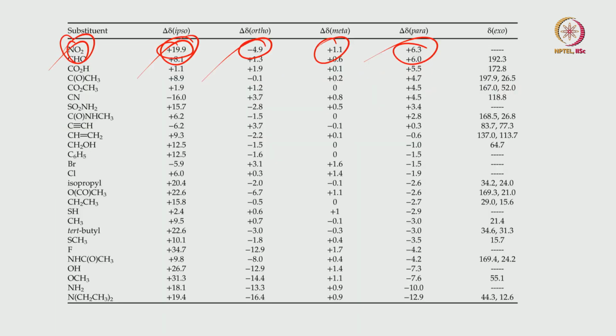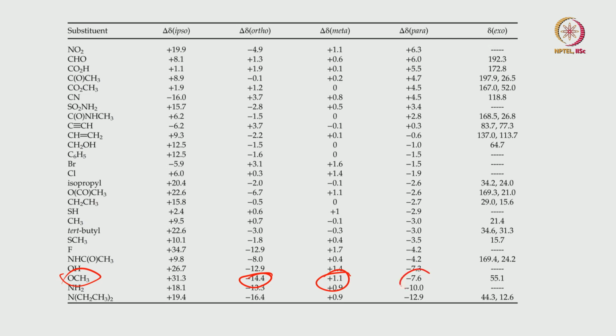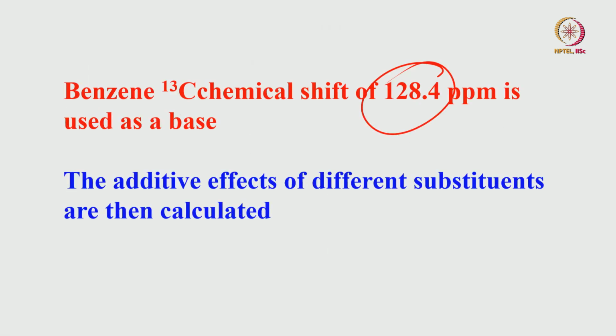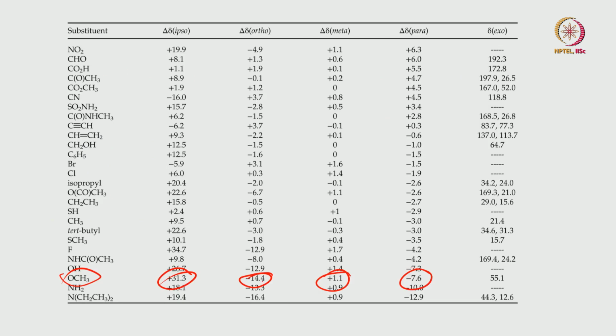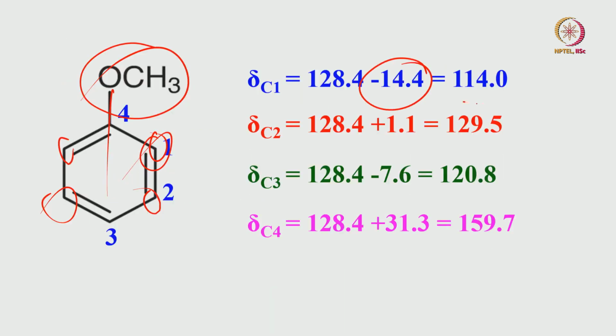Go back to your table. What is OCH3 here? OCH3, if the carbon is in the ortho position, its value is minus 14.4. If it is a meta position, 1.1, and para position minus 7.6, and if ipso it is 31.3. These values you will remember, we will take this value and use it here. For carbon 1, OCH3 is in the ortho position. I showed this value is minus 14.4 here. I have to add that and I get this value.